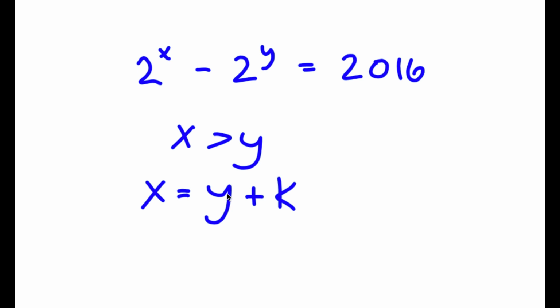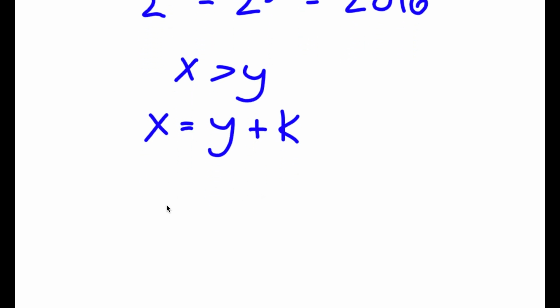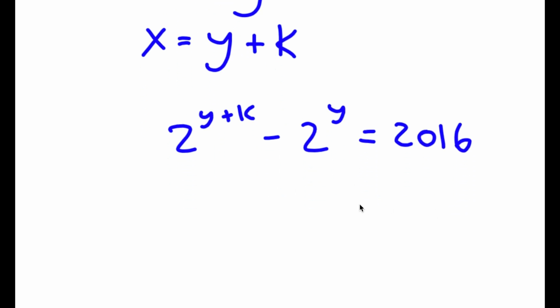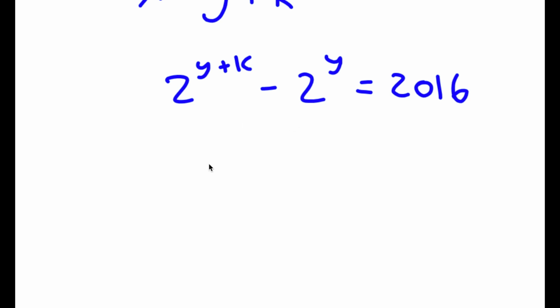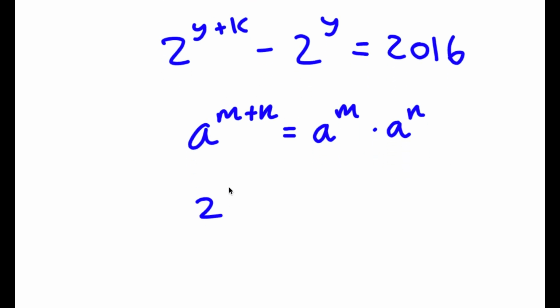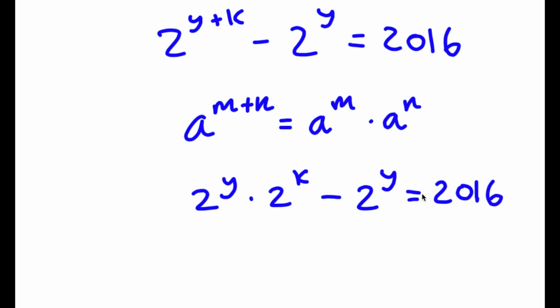So now, if I replace x with y plus k, I get 2 to the power of y plus k minus 2 to the power of y is equal to 2016. Now, if I have something in the form a to the power of m plus n, this is equal to a to the power of m times a to the power of n. So 2 to the power of y plus k, that's going to equal 2 to the power of y times 2 to the power of k. Now I have this minus 2 to the power of y is equal to 2016.